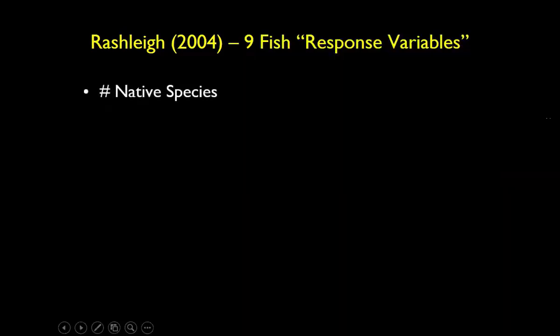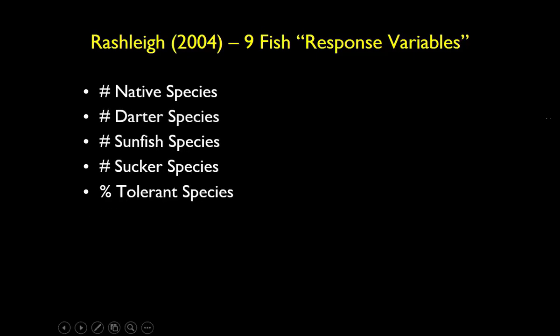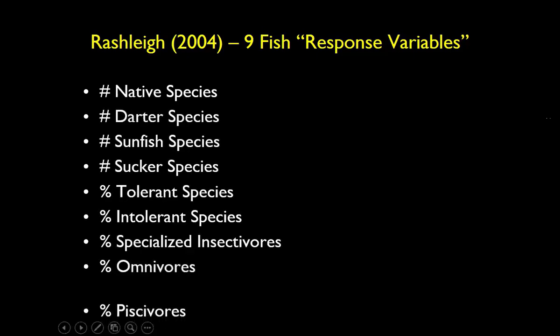So we actually came up with 9 fish response variables. I'm just going to list them. And again, this is an example of something where there's a take-home message. You don't need to know all these details. But you'll be allowed to take this message home at the end of class. So all these different things: the number of native species in the watershed, number of darter species, sunfish species, sucker species, the percent of the species that were tolerant versus intolerant.